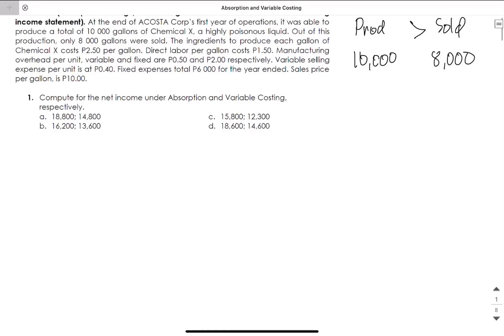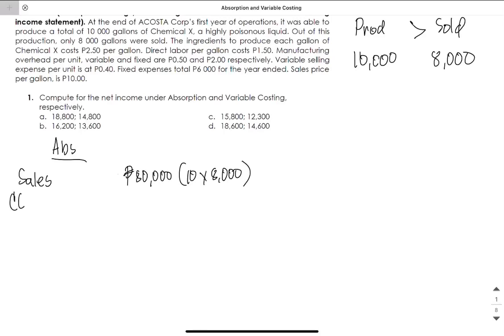So let's start with absorption again. Under absorption, we have sales. So that is 10 times 8,000, so we have 80,000. For the computation of cost of goods sold, we have to compute the cost of the components individually. The components are direct materials, direct labor, variable overhead, and fixed overhead.